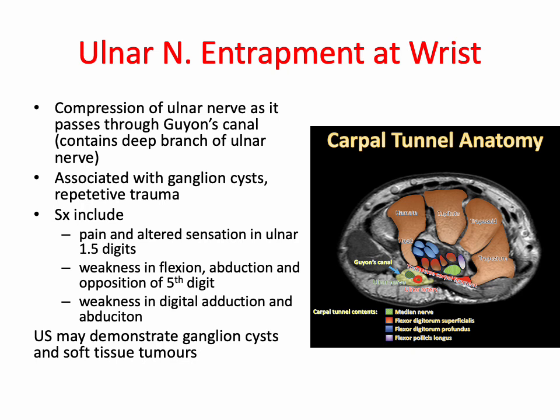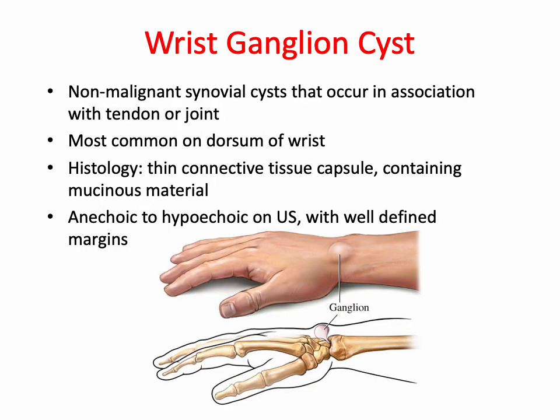Ulnar nerve entrapment can be associated with ganglion cysts or repetitive trauma, and ultrasound might be helpful in demonstrating ganglion cysts or soft tissue tumours that could be causing entrapment. So ganglion cysts are non-malignant synovial cysts that occur in association with a tendon or a joint, most commonly seen in the hand and wrist.